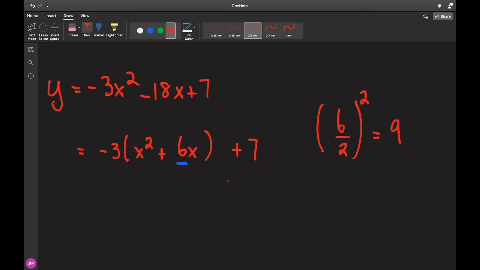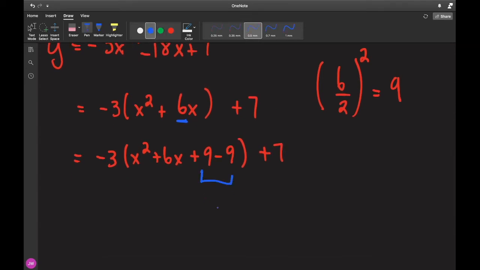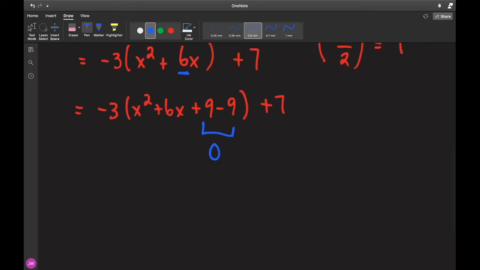So you put this 9 inside of the bracket, but you must add and subtract it. Add and subtract 9 inside the bracket. And as you can see, we have not changed the equation, because plus 9 minus 9 is 0. Now the next step is to pull out this negative 9 and put it on the outside of the bracket. But when you do that, you must remember to multiply by this factor of negative 3. So you will have this.